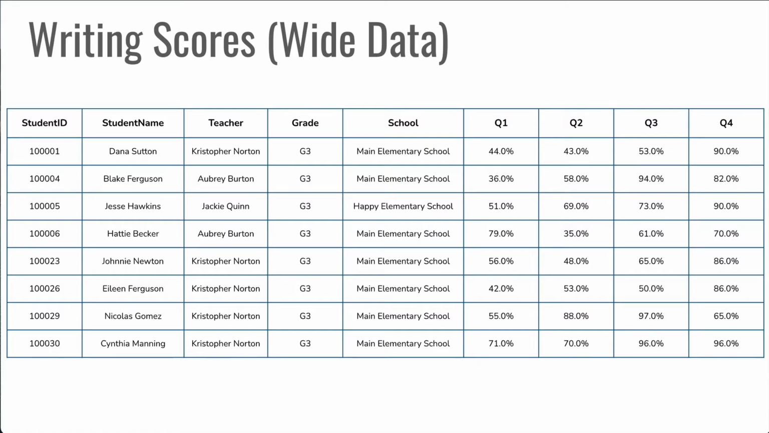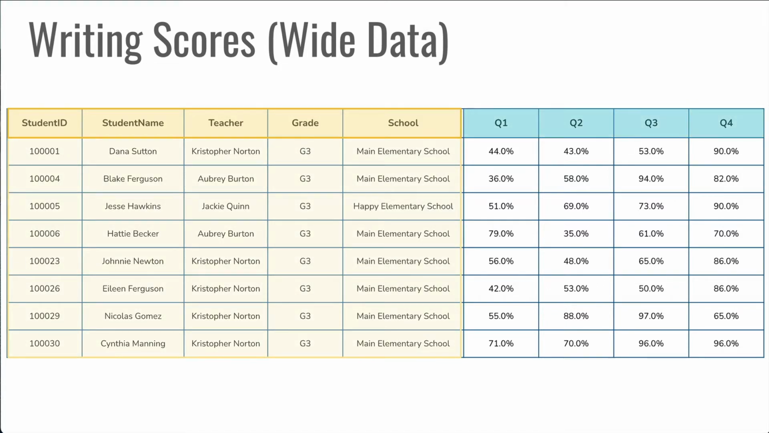Sometimes when you are working with data, it might not be in the spreadsheet the way that you would like for it to be in order to make certain calculations. For example, with our writing scores in this data set, we have some general demographic information that is repeated for each student. And then we also have scores that are going across by quarter.